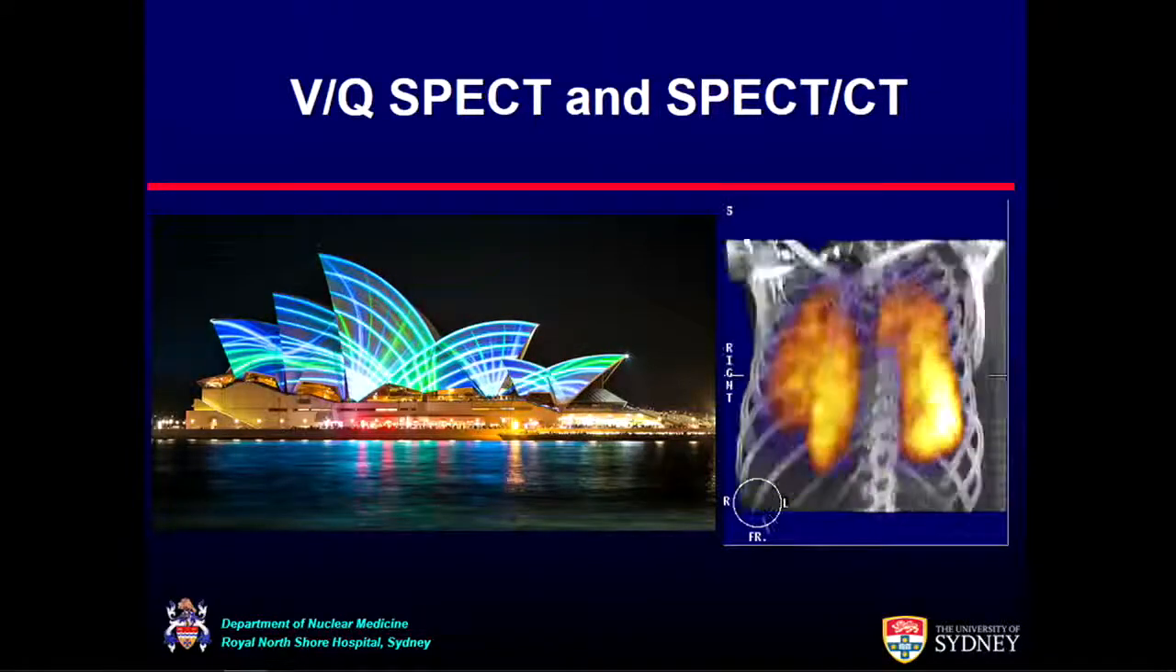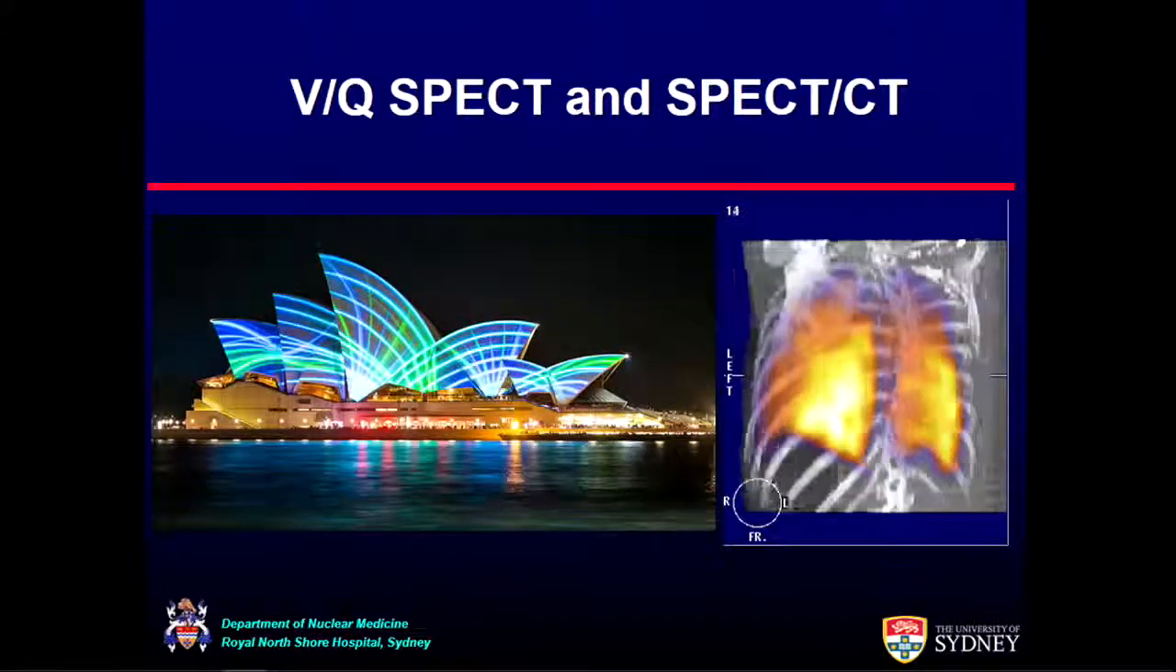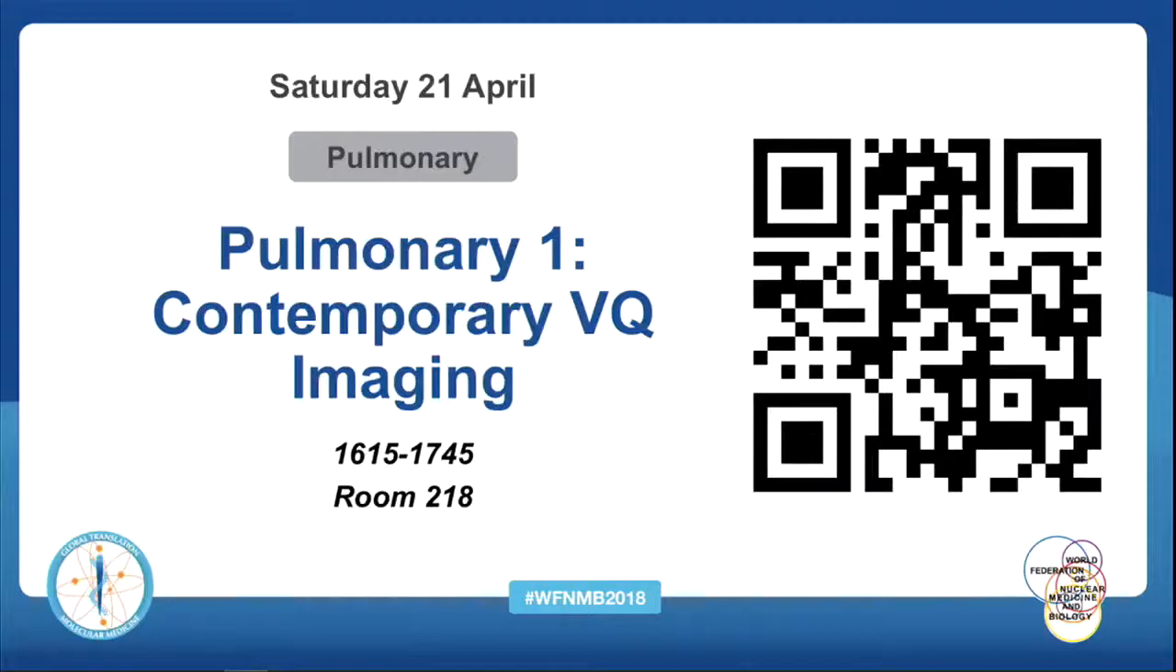Questions for Paul? So in the scenario where you've got patients that are unable to have a SPECT, do you still go back to planar, or do you go along another?